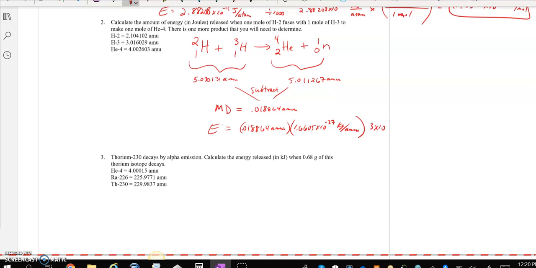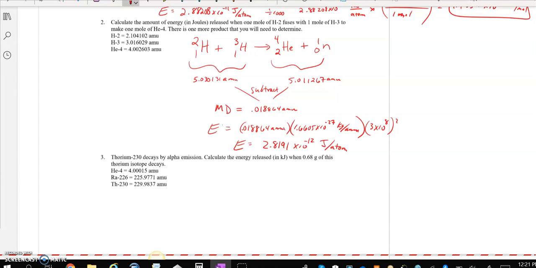Speed of light squared. The answer comes out to be 2.8191 times 10 to the negative 12th. That would be labeled joules per atom of helium that's formed, or it's per atom that reacts. So this is per atom of deuterium or per atom of tritium.